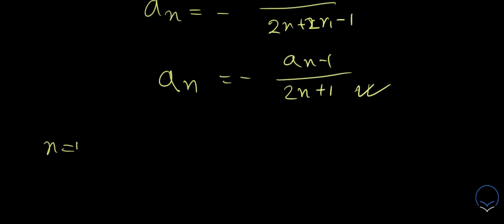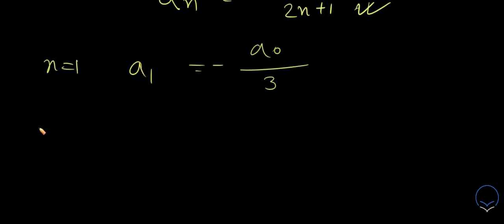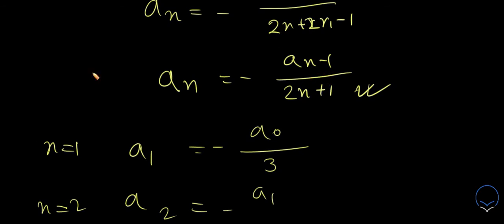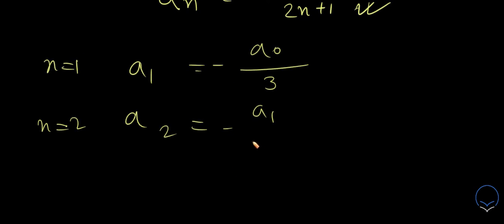So when n equals 1, you will have a1 here, and it will be equal to minus a0 over 2 plus 1, that is 3. Then you will have n equals 2, a2 will just be minus a1 over 5. And if you put the value of a1, this will be plus a 3.5, something like this, right?